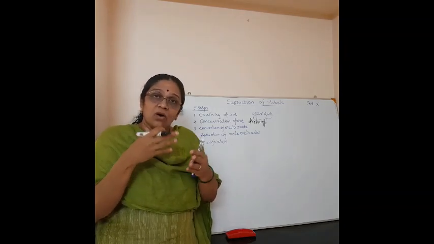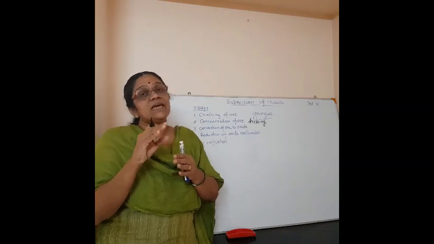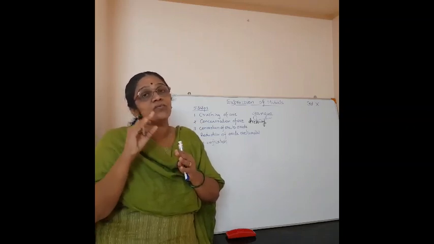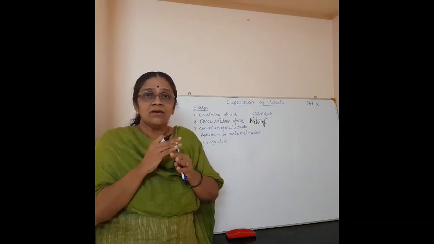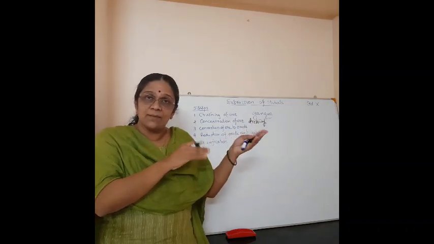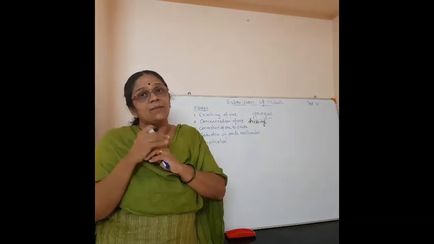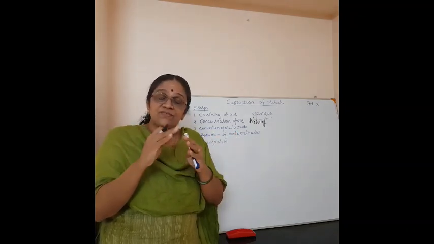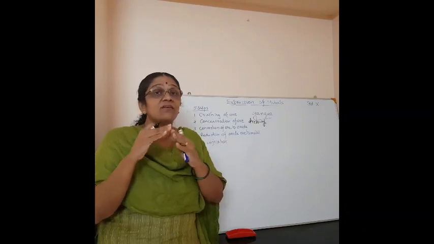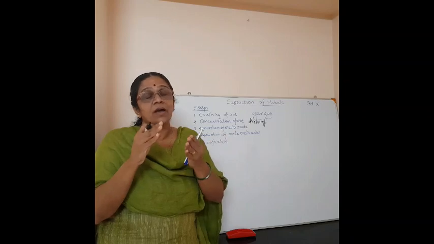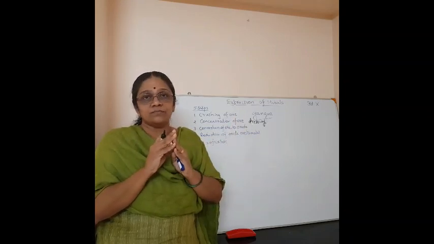We can concentrate the ore by the difference in the physical or chemical properties of the ore as well as the gangue. What do you mean by that? The ore has some physical properties, and the gangue has other physical properties. So depending upon these physical or chemical properties, we can separate or remove the gangue or the impurities from the ore.